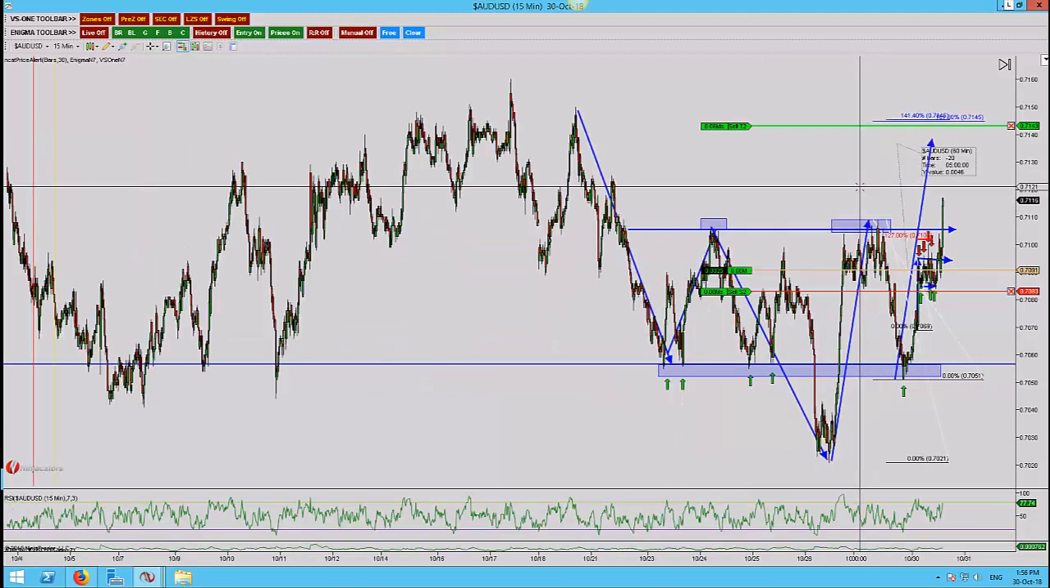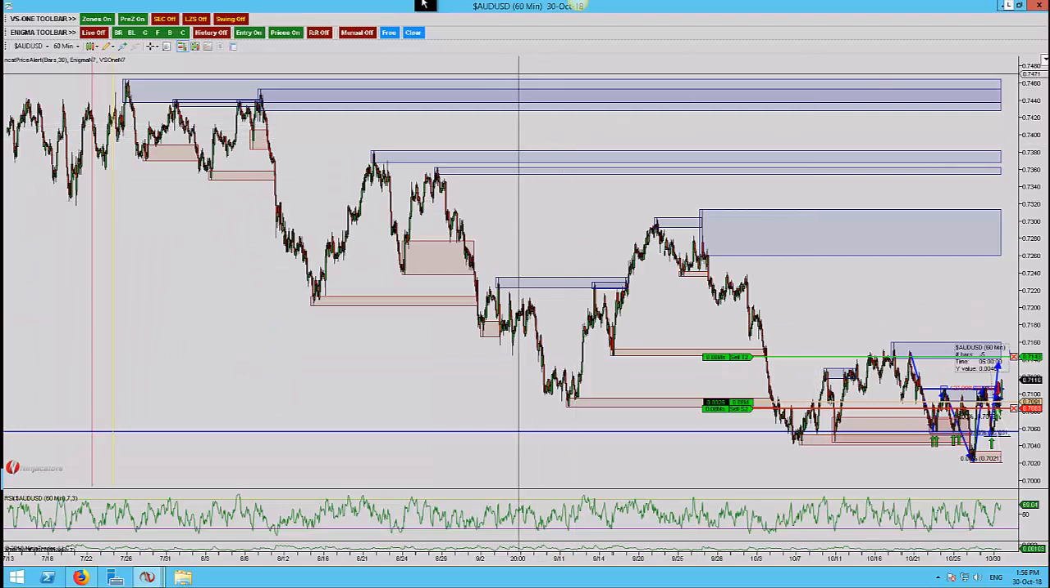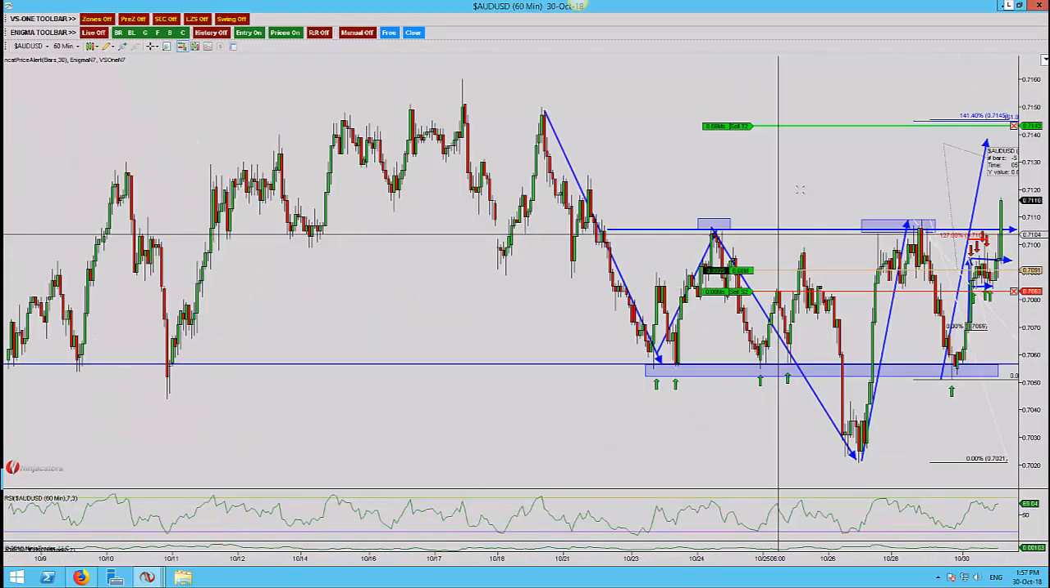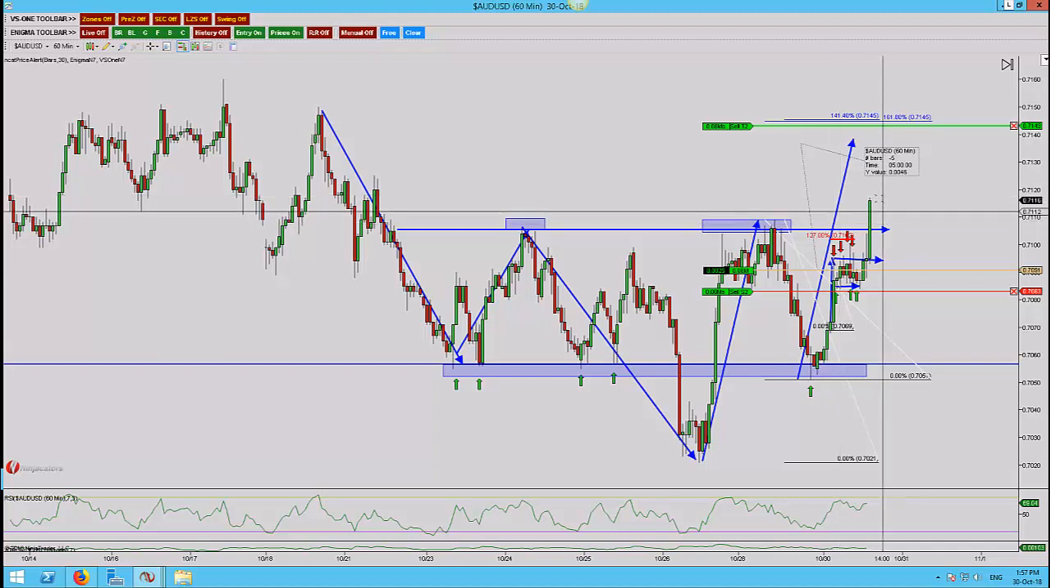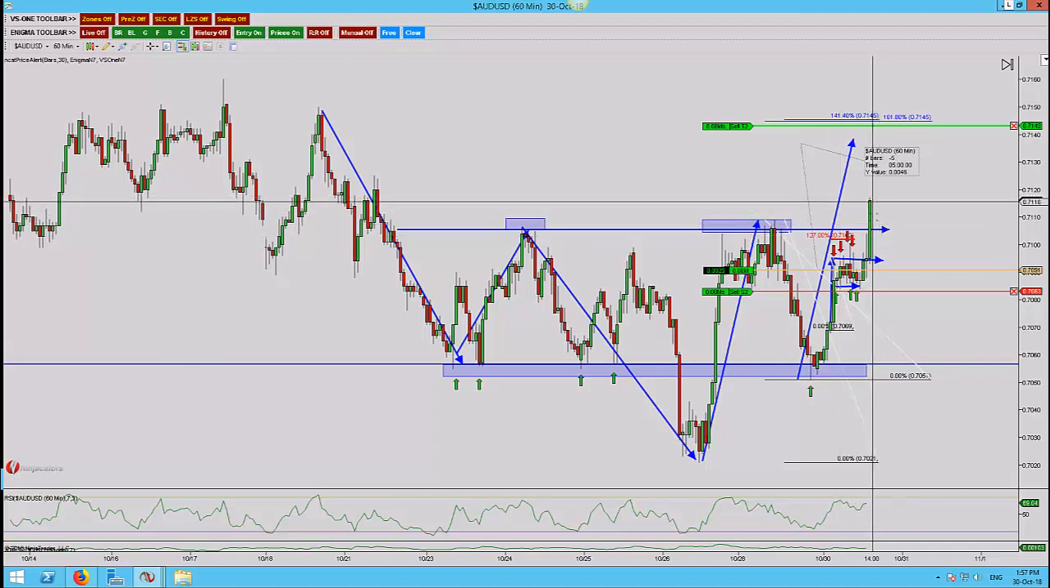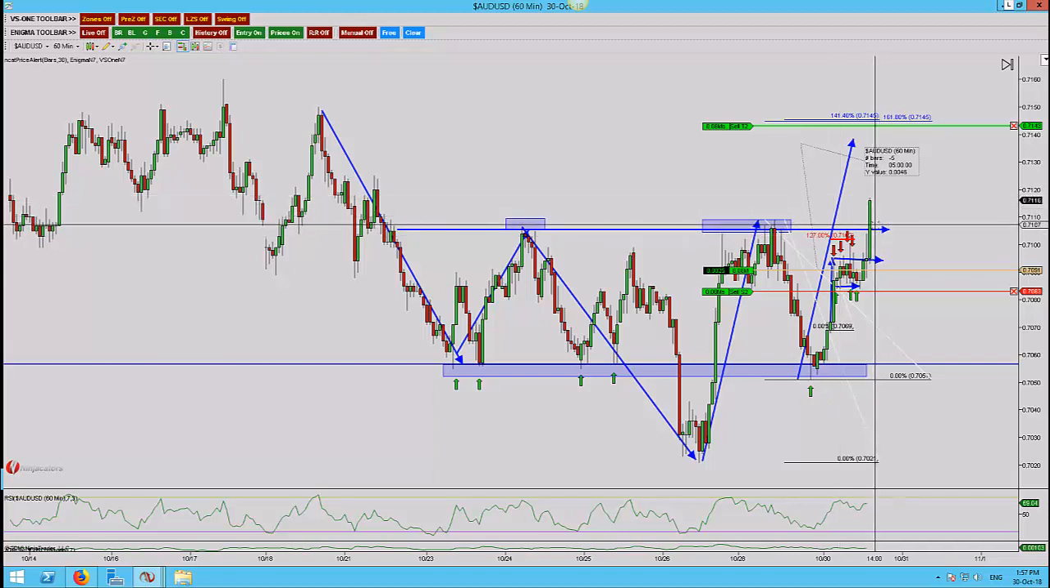Now I have made one slight alteration, and I'm just going to go to the 60 minutes and show you, and it's simply to do with the targets. I see no reason here why I shouldn't be playing for the full extension rather than just the AB equals CD pattern. So here is the 60. You can now see that we've broken above. We've got 3 minutes to go, and hopefully we'll get that break above, close above.